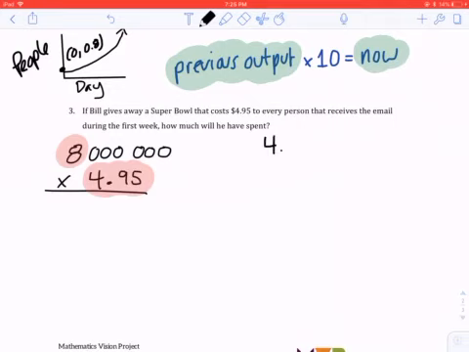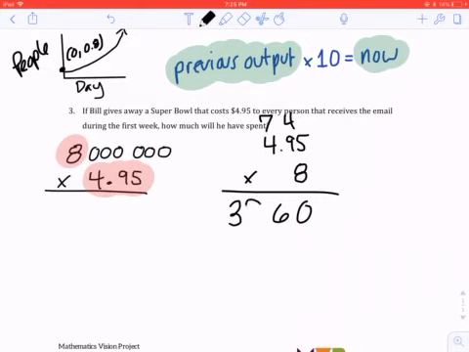I'll do 4.95 times 8. Do it out here. 5 times 8 is 40. Carry my 4. 76. Carry my 7. And I got 39. Okay. So now I'm looking at, okay, well, 39.60. I don't know. Something doesn't seem right here. I have a feeling it's going to be spending more money than that.